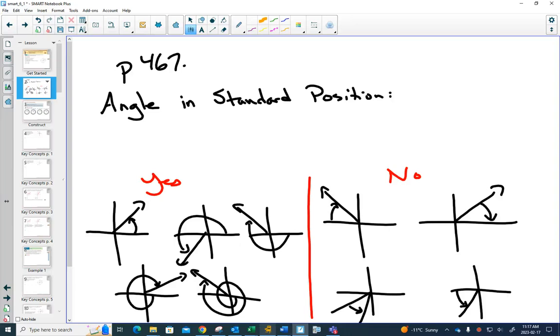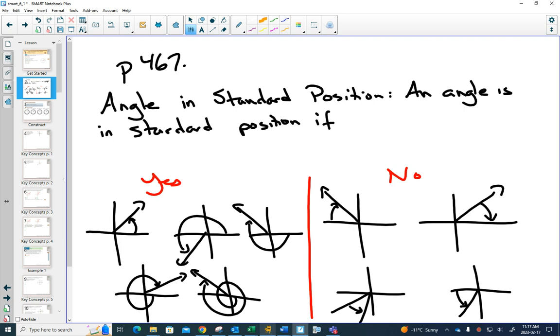So the definition is, and see if this makes sense to you: an angle is in standard position if it starts at the positive x-axis. That's the definition of an angle in standard position.